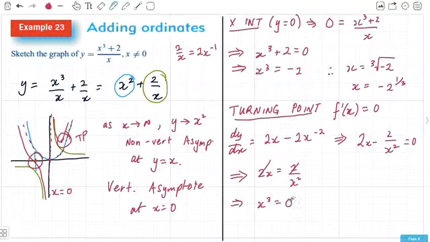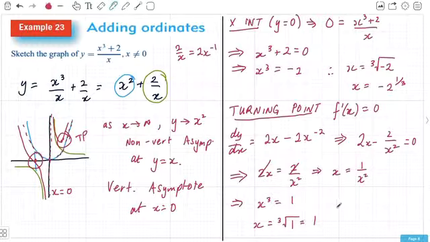X cubed equals 1, and what you find then is that you end up with x equals the cube root of 1, and that's just going to be 1. I'm just going to make this a little bit clearer here so you can see it as well. So x cubed equals 1 gives us x equals the cube root of 1, which is 1.